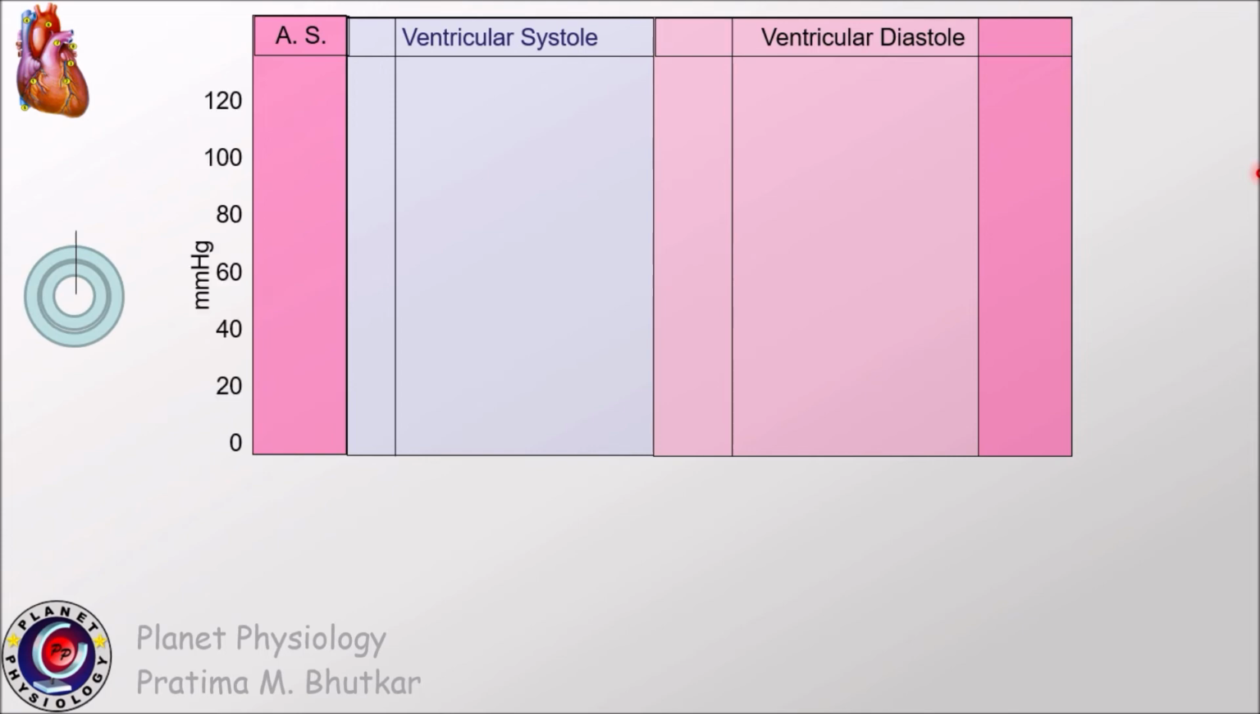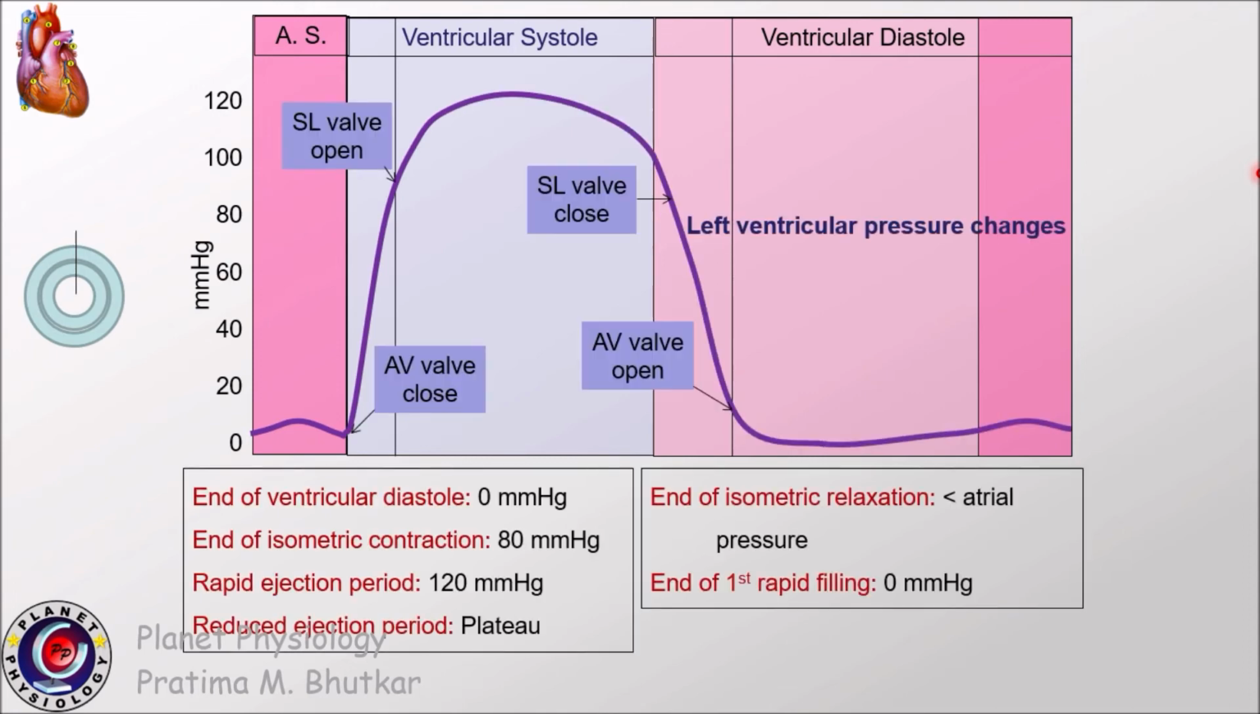On the y-axis there is pressure ranging from 0 to 120 millimeters of mercury. We will start with left ventricular pressure changes. At the end of ventricular diastole, pressure within the ventricle is almost 0 millimeters of mercury. As soon as ventricular systole begins, there is closure of AV valves and ventricles are contracting as closed chambers, causing a tremendous rise in pressure from 0 till 80 millimeters of mercury. So in this isometric contraction phase, there is a rapid rise in the ventricular pressure.